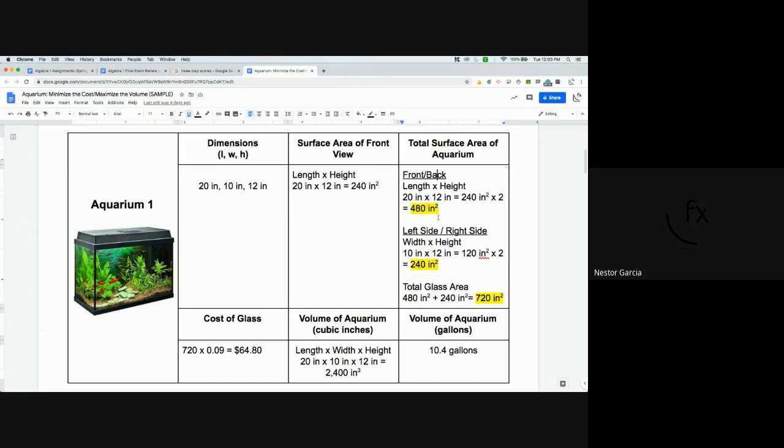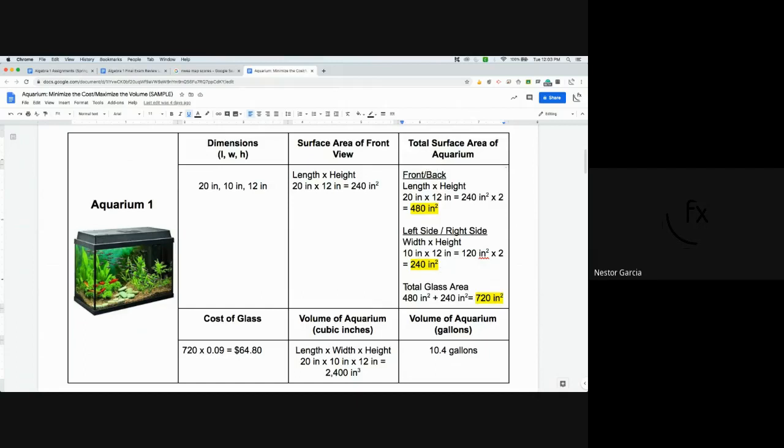After calculating the area of the front and back, you would have to calculate the area of the left side and the right side. In this case, the left and right is made up of the width and the height. Width by height. So the width times the height, 10 inches times 12 inches, is 112 square inches. And once you figure out the area of one of those faces, you multiply by 2 to find the total area of both left and right together. So the left and right side have a total surface area of 240 square inches.